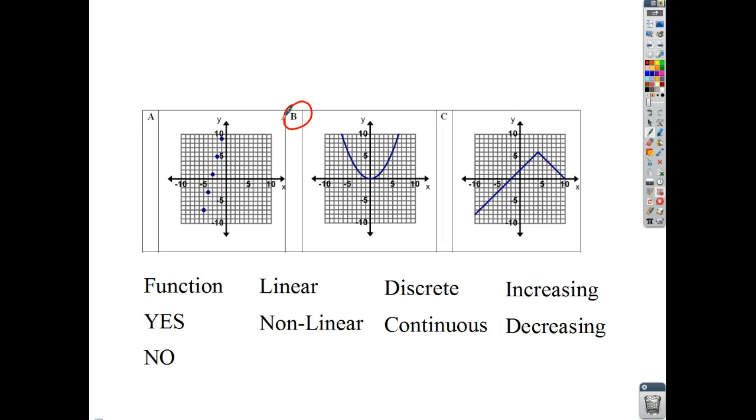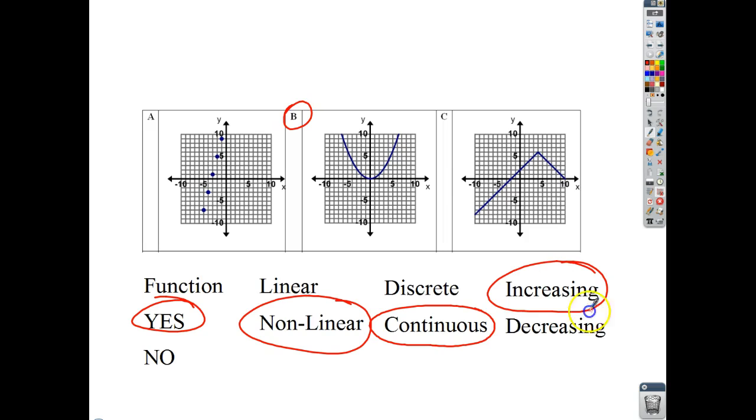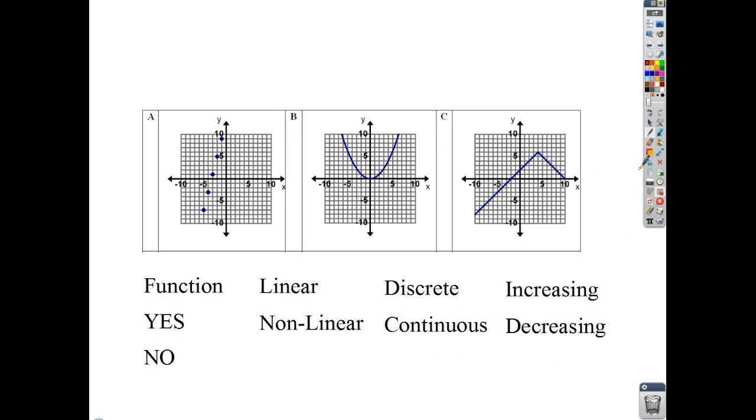All right, so let's look at it. Is this a function? Yes, it is. Pass the vertical line test. Every input has exactly one output. Is it linear? No, it's nonlinear. It's curved, right? Is it discrete or continuous? It is continuous, okay? It follows a line there. It's not a bunch of dots. And is it increasing or decreasing? Well, actually, it's both. It's increasing and it's decreasing, okay? At this point, it's going down, and once you get to 0, now it's going back up. So it's both increasing and decreasing. All right, now let's try C.